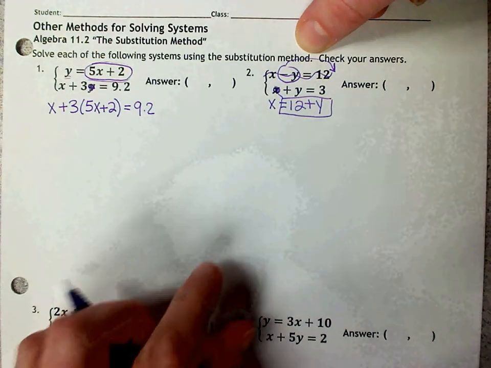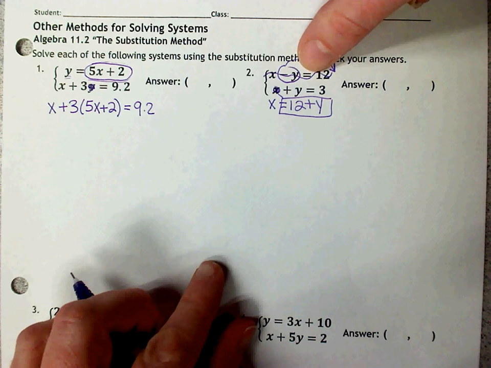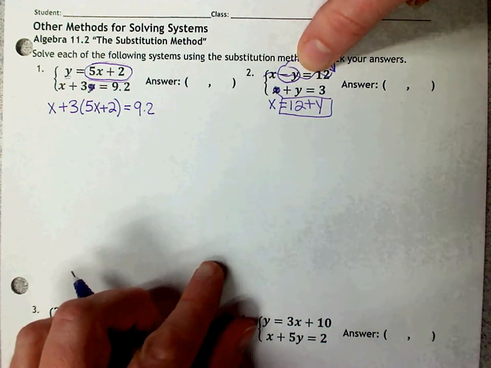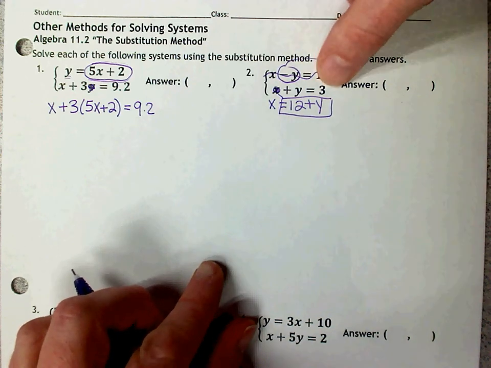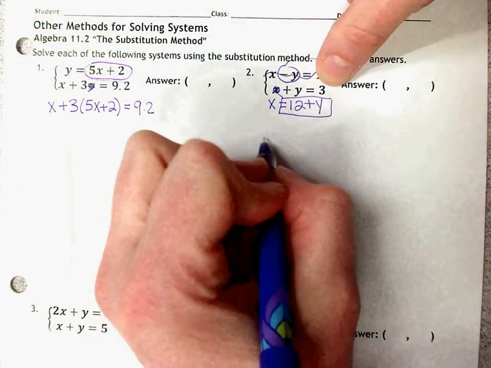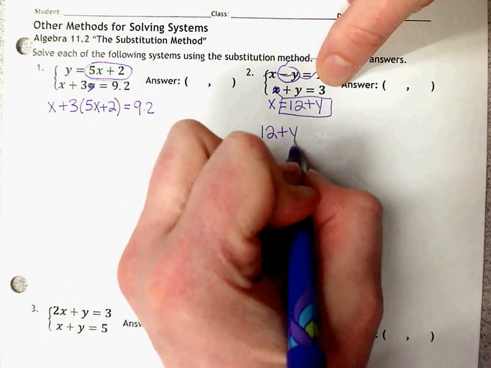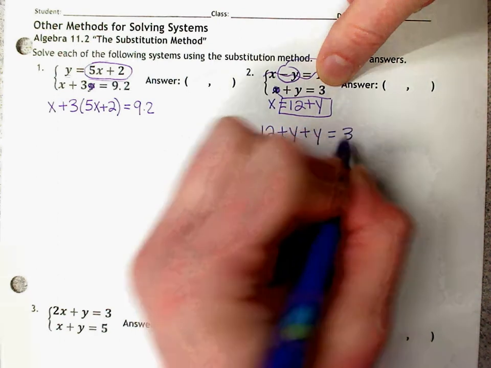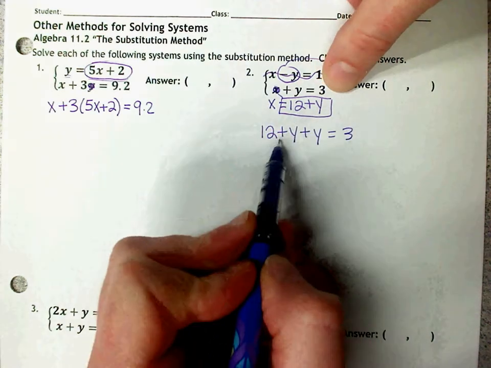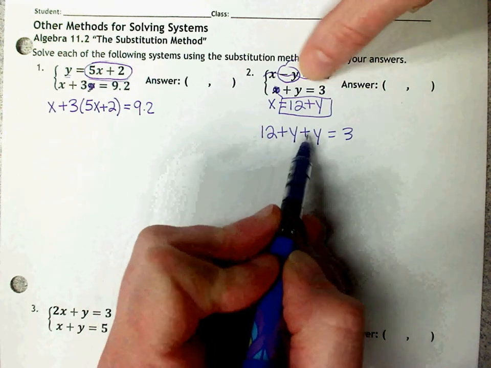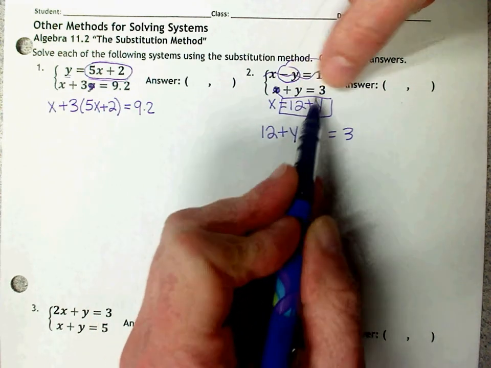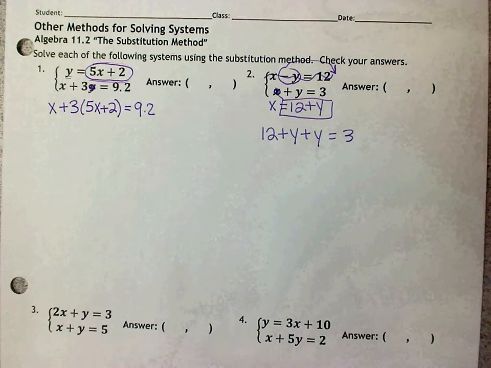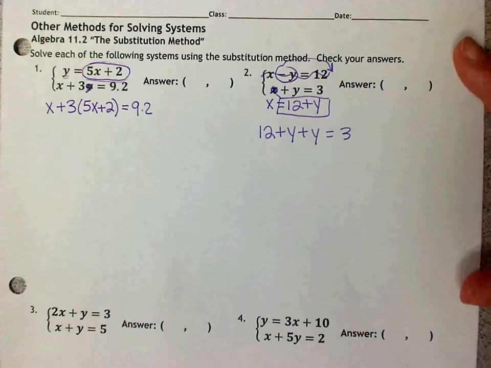Does that make sense? I solved for x here. I got rid of a negative because I don't like to work with negatives. And then I substituted. And so I can say 12 plus y equals 3. Okay, 12 plus y is right here, what I substituted, and then I just dropped this plus y, and then that 3. Alright, you're ready to solve.